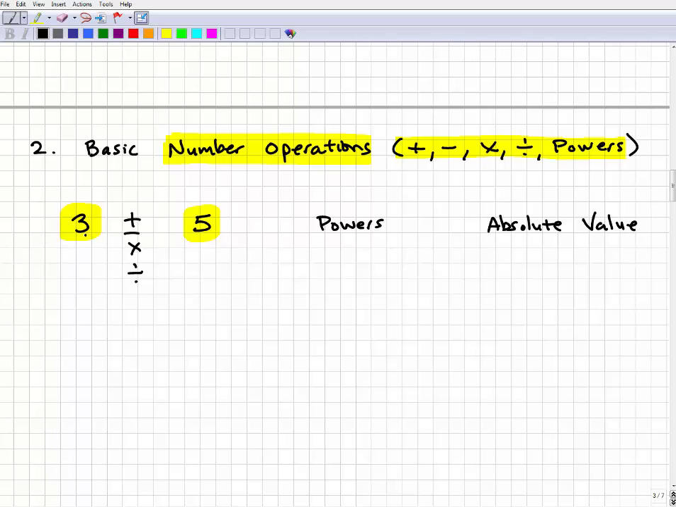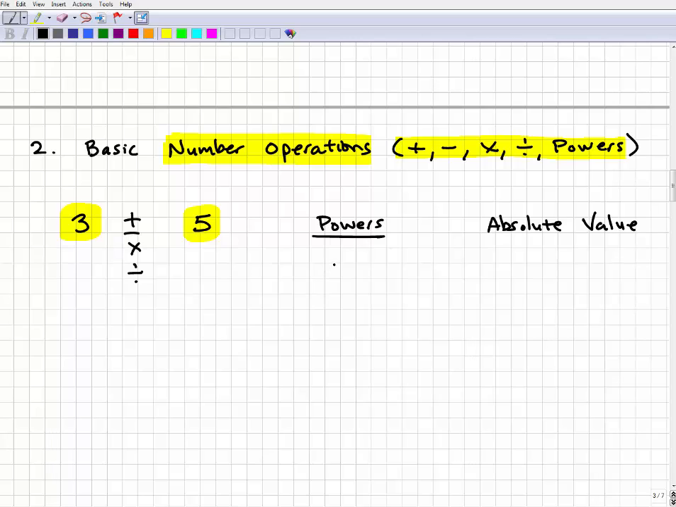Now, something as simple as 3 plus 5, you should just know that. So real basic numbers, yes, it's fine. But as the numbers get bigger and more complicated, just switch over to your calculator. Okay, so the next thing in terms of number operations is powers. So I'll talk about that.